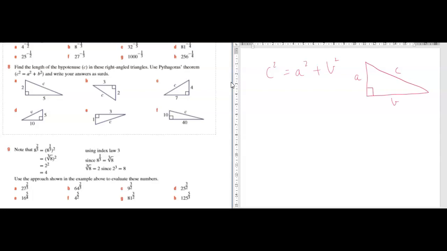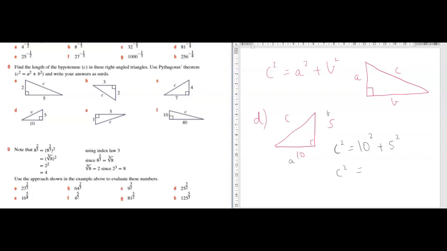Now you can see in this question, they've labeled C anyway for you. So they've done a little bit of the work. Okay, let's just pick a triangle. So I'm going to do D. Oops, should probably draw my triangle first. 5, and 10. And then we just substitute into Pythagoras' theorem. So I've got c squared equals, now you can label them A and B if you like. Doesn't matter your order because we're adding them together.